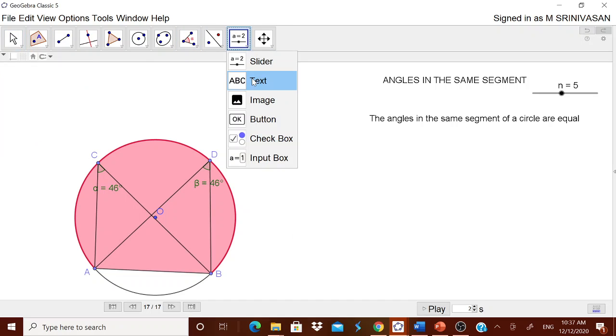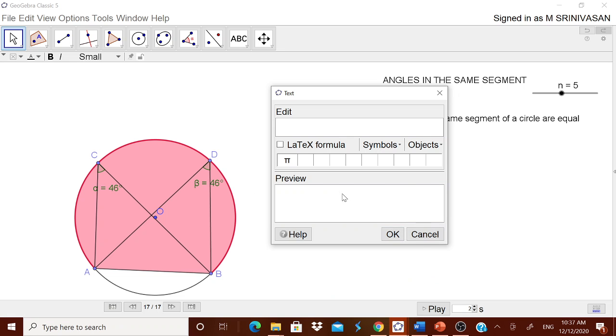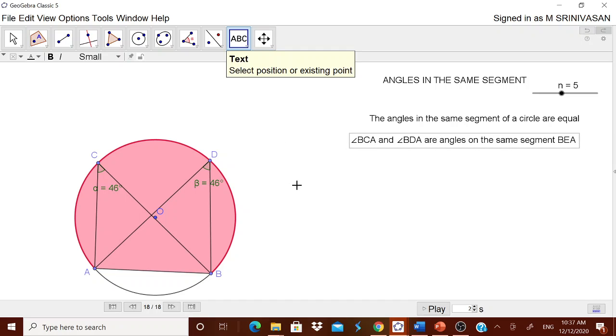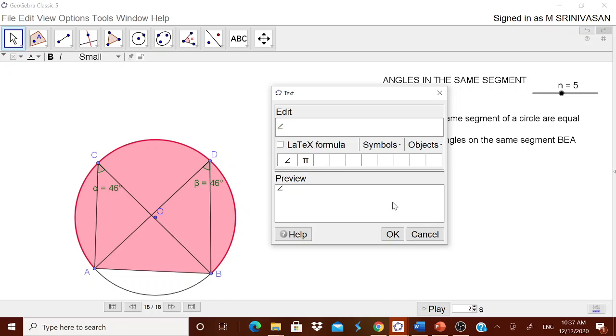Let us go for explaining to the children. That is the first explanation. BCA and BDA are angles in the same segment, that you can declare so that the child can understand actually what are the angles in the same segment, BCA and BDA. Now you can tell to the children what are the angles actually.